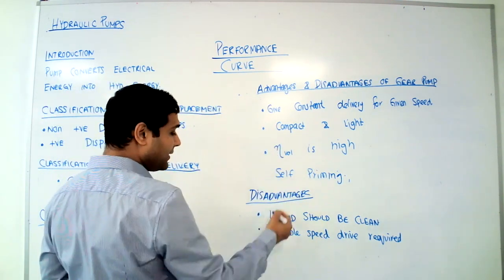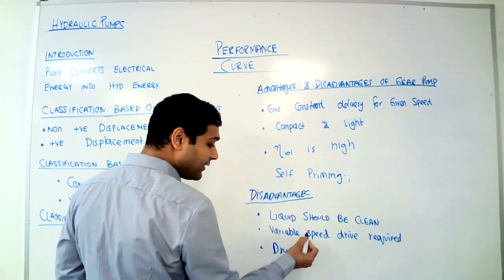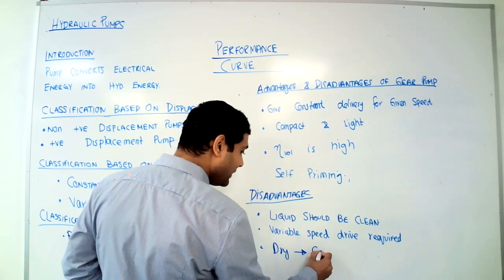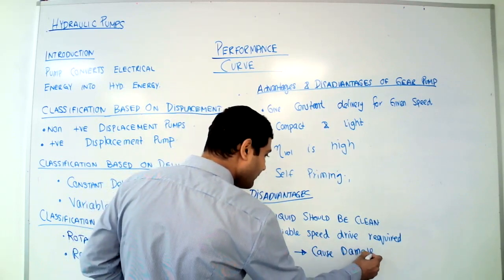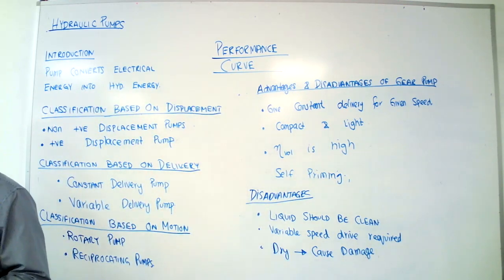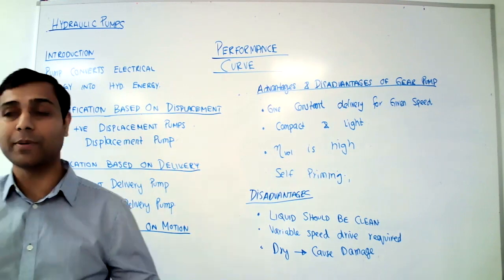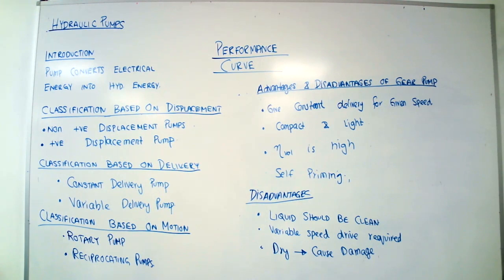Because they are self-priming, if they're running dry, it can cause damage. The reason it can cause damage is because the fluid that is pumping is also used as a lubricant. Because there is no fluid, there is no lubricant, and it can cause damage.